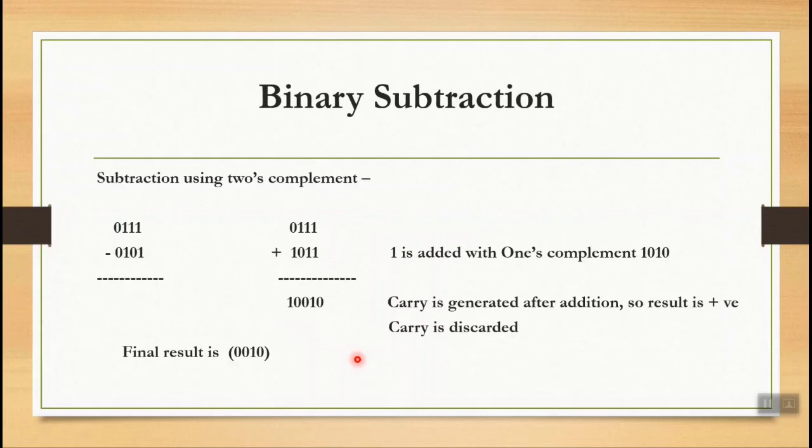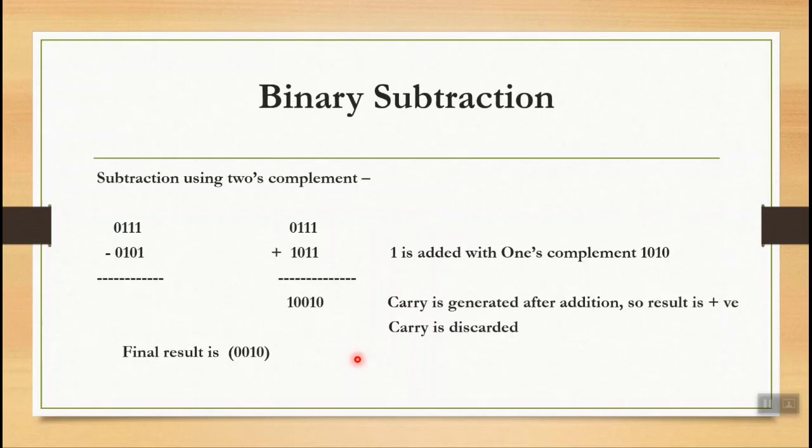Now we added these two numbers. The carry is generated after addition, so the number is positive and finally the carry is discarded. So in 2's complement, after adding the numbers, if there is a carry you have to discard it. If this carry is there, the number is positive.